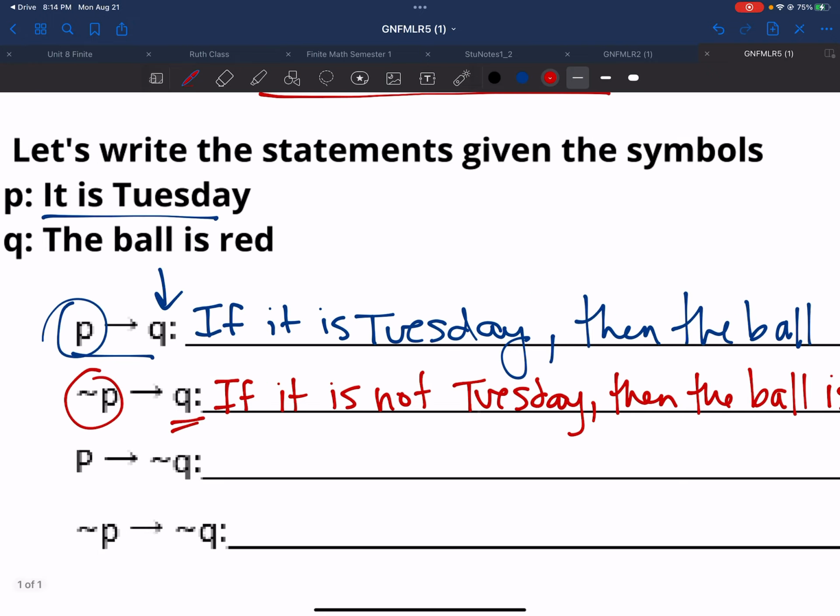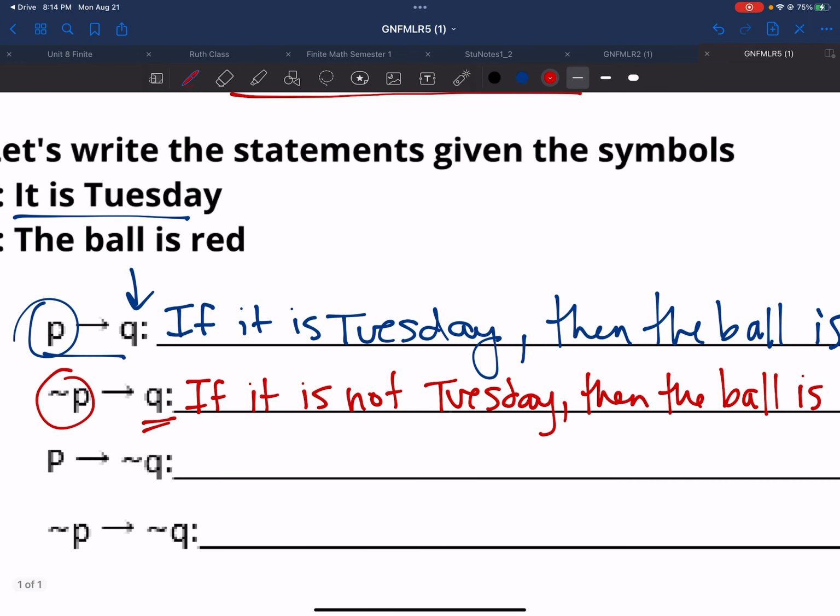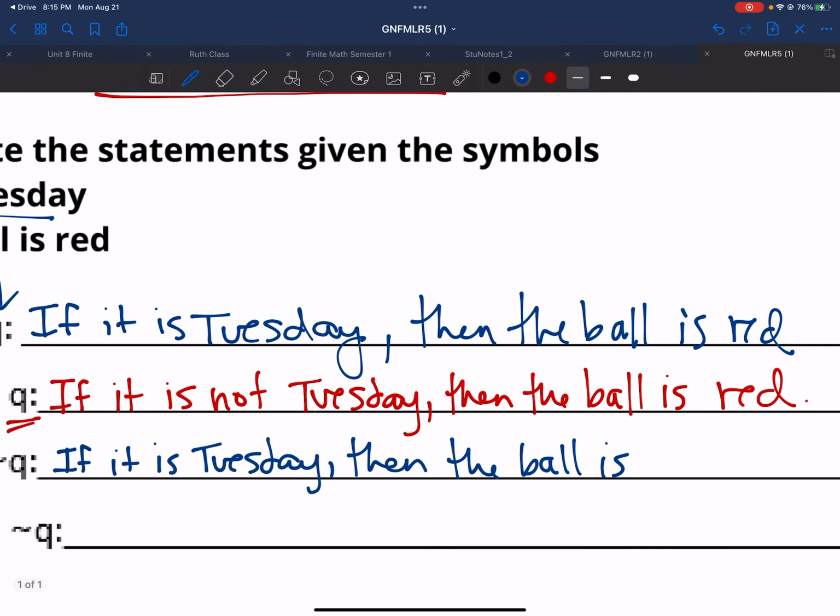All right, let's take a look at the next one. We have P, then squiggly Q, right? Or the negated Q. So we have if it is Tuesday, then the ball is not red. Of course, we have not as our negation.